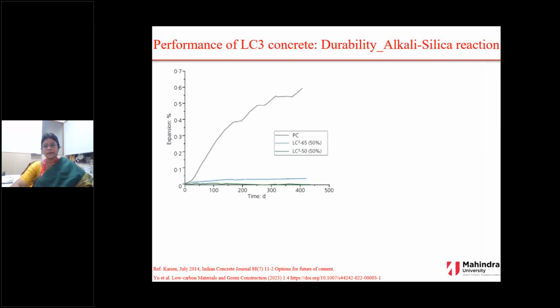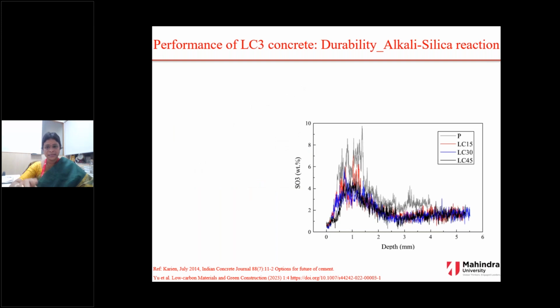And this is the alkali silica reaction, the expansion. If you look into the LC3 system and an OPC system, the expansion of LC3 is comparatively low with respect to ordinary Portland cement. It has a very good resistance related to alkali silica reaction. And these are the sulfates. If you look into the sulfates with respect to the depth of the specimen, LC3 has very low sulfate penetration.